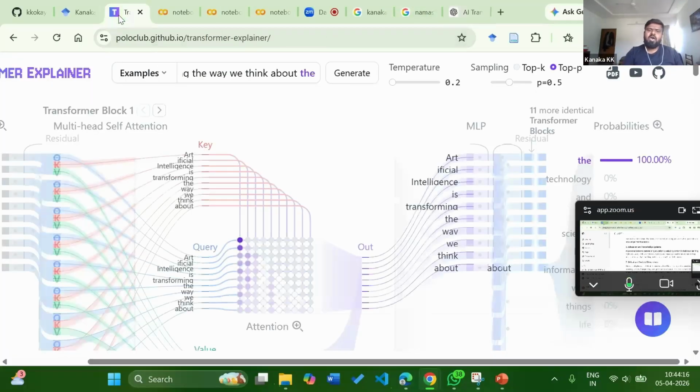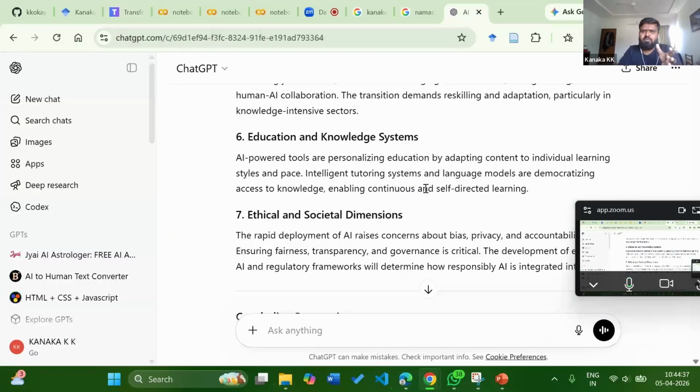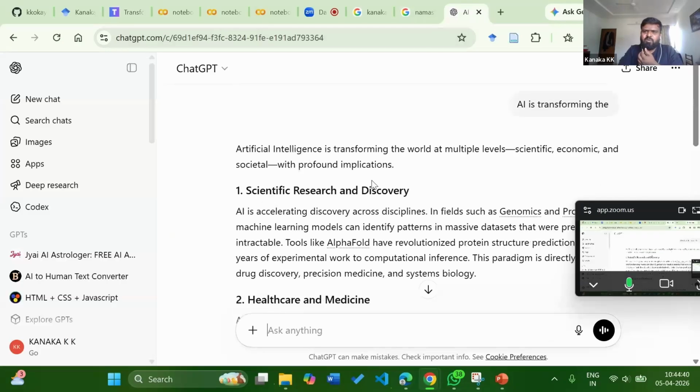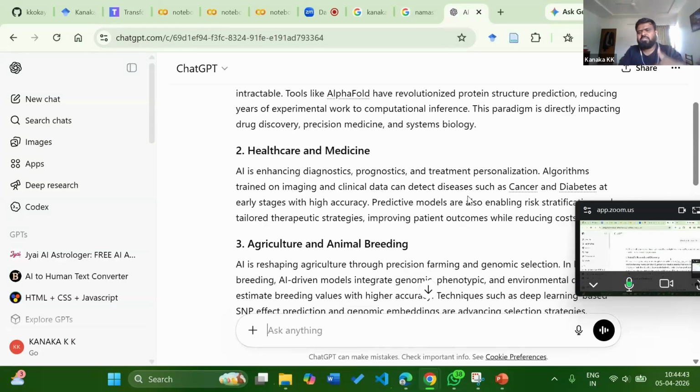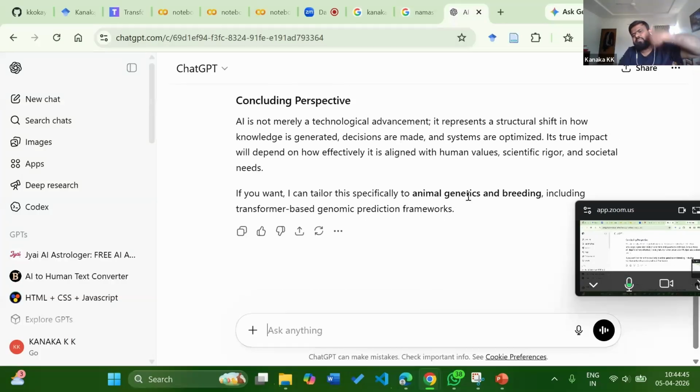Auto regression, and the large language model will keep on producing the text till it reaches some special tokens called EOS, end of sequence tokens. When those end of sequence tokens appear, the model will stop running. That's how we get a huge amount of response here. See, my prompt was this much only: AI is transforming the. It has printed so much, which means it has run multiple times.